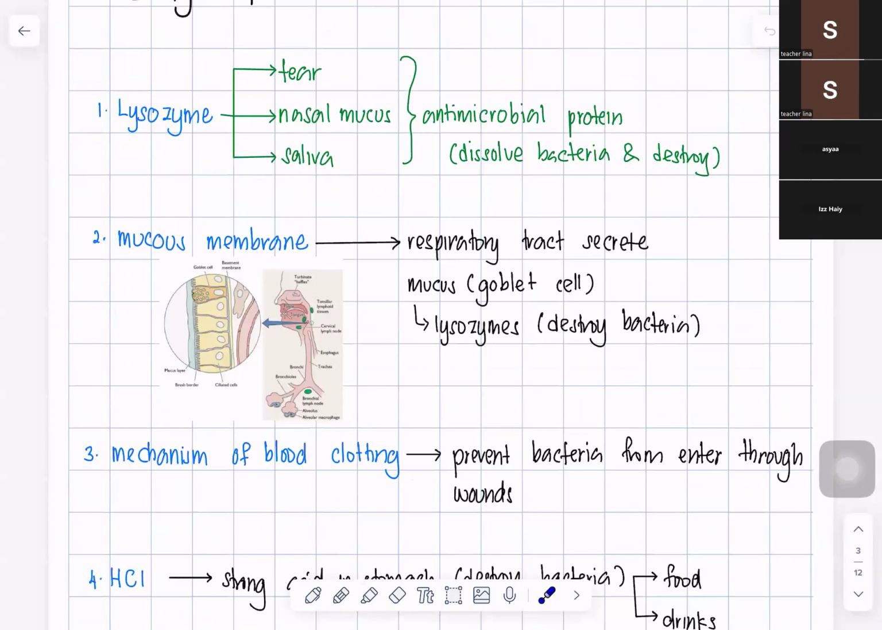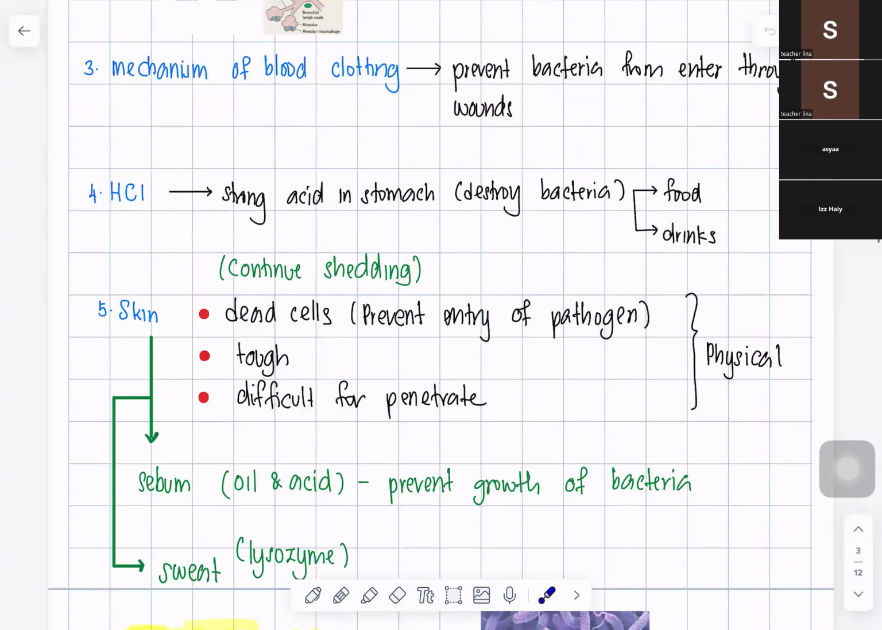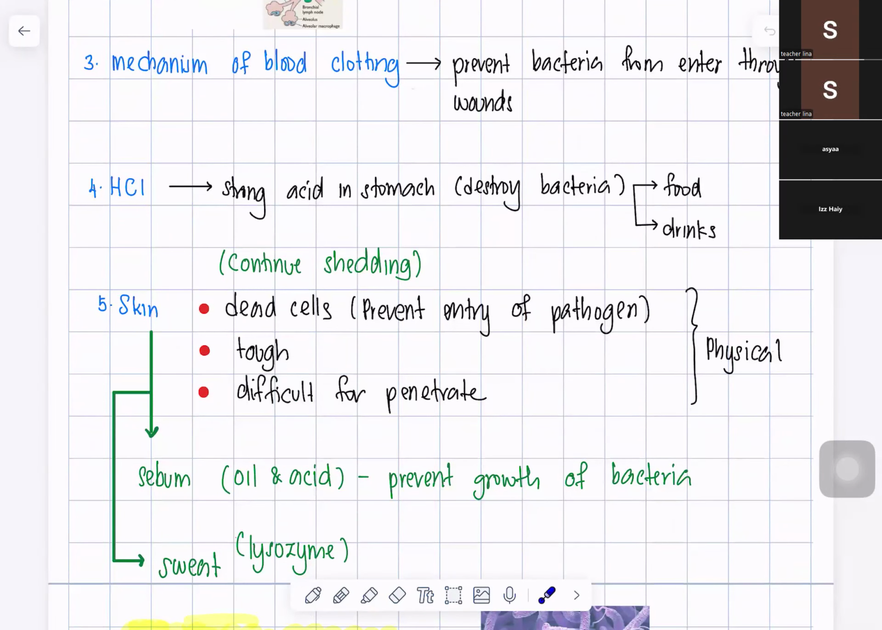And then the mechanism of blood clotting. It will prevent bacteria from entering through wounds. Okay, the mechanism of blood clotting is very important. And then HCl, hydrochloric acid, is a strong acid in the stomach. It will destroy the bacteria in food and drink. Okay, HCl.